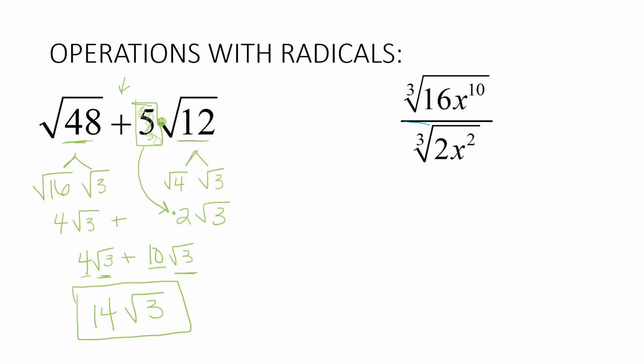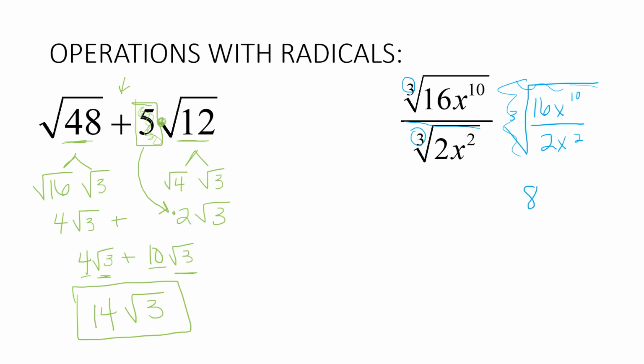And remember, when we're dividing and we have the same root here, we can put them all under one big root. So I'm going to have 16x to the 10th on top and 2x squared on bottom. So for the time being, we can kind of ignore this radical and just look at that fraction that's under that radical. I can take 16 and divide by 2 to give me 8.